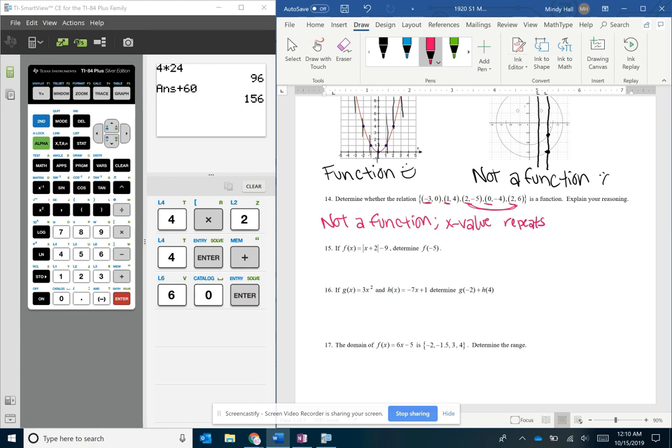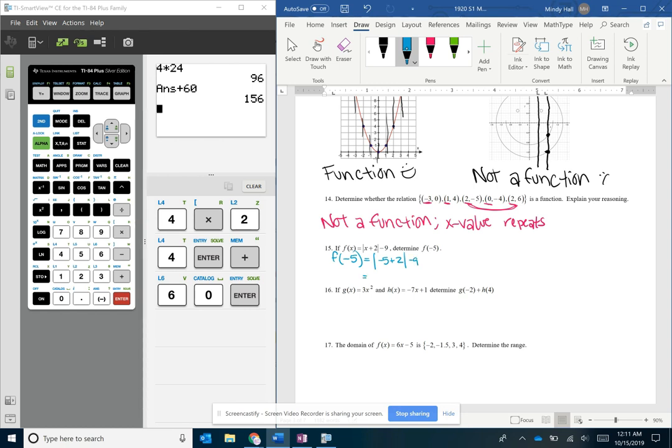So then, with number 15, if f of x is equal to the absolute value of x plus 2 minus 9, we want to determine f of -5. Remember, this function notation just means that you are taking wherever the x is and plugging it in with the number they want. So -5 plus 2 minus 9.